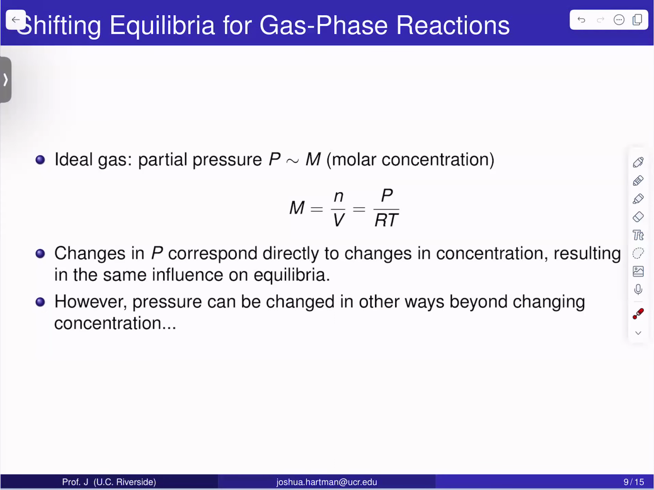Okay, so we want to take a moment here and consider these concepts in the context of gases, gas phase reactions, where we saw that we could express our equilibrium constant or reaction quotient in terms of partial pressures. If you're dealing with an ideal gas, the partial pressure, P, is directly proportional to the molar concentration, M. And remember, we saw that relationship using our good old friend, the ideal gas law. So changes in the partial pressure, P, correspond directly to changes in concentration, M, resulting in the same influence on the equilibrium. So what we're saying here is if we add more gas, we are effectively increasing the partial pressure of that gas. However, and this is a very important point that I see a lot of misconceptions around, when we're dealing with changes in pressure, there are many ways that pressure can be changed beyond changing the concentration or partial pressure of a given gas.